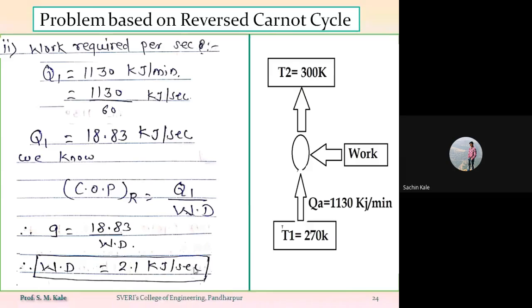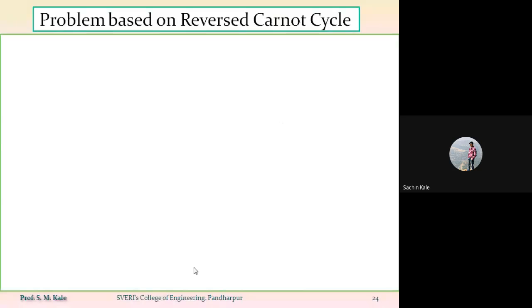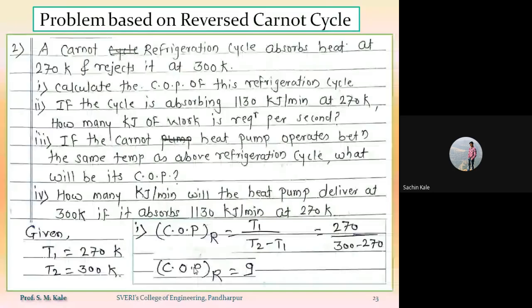Okay. So this is the answer of your second question. Now third question. What is the third question? We have to find out, if the Carnot heat pump operates between the same temperatures as the above refrigeration cycle, what will be its COP? म्हणजे instead of refrigeration cycle which is operating between the same temperature limit, if that refrigeration cycle or refrigerator will become a heat pump, then what will be the COP of that heat pump?